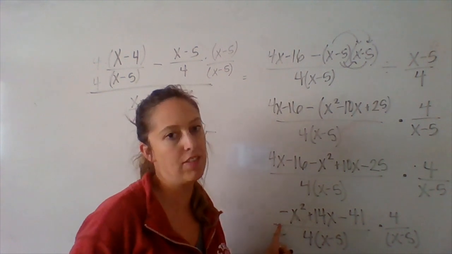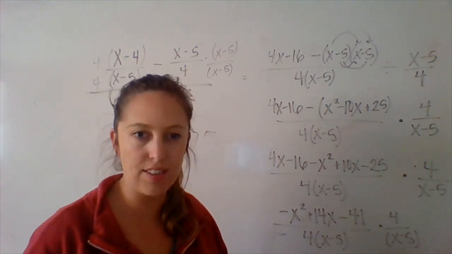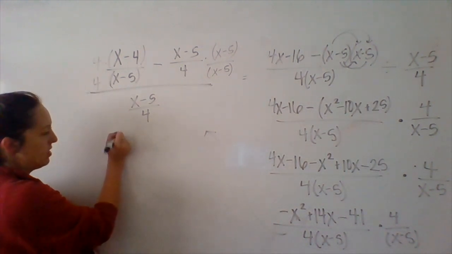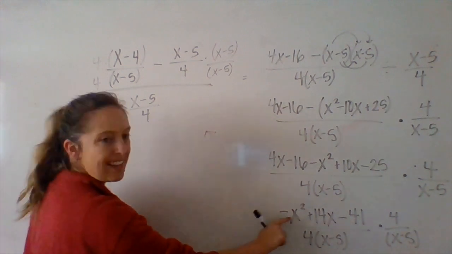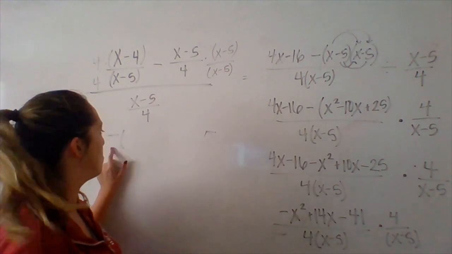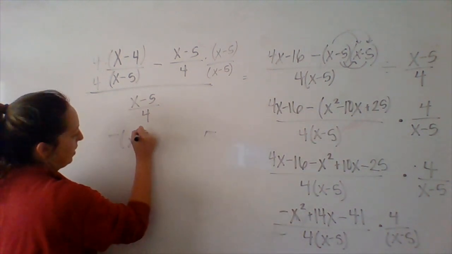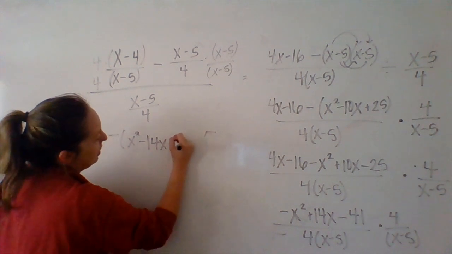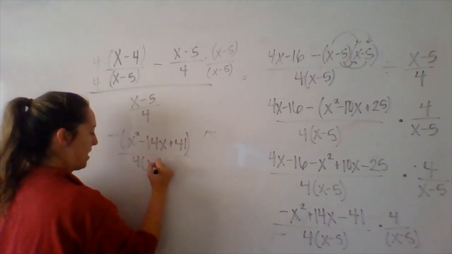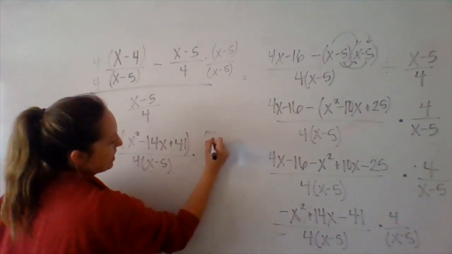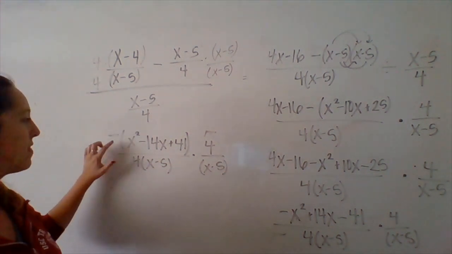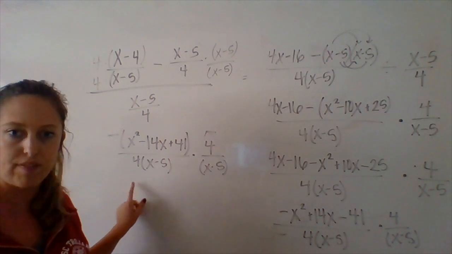But I do have this negative in the front here. So in order to eliminate that negative sign or to take it out of my factoring, I'm going to pull the negative out into the front like it's a greatest common factor. When you have a leading coefficient that's negative, it's going to make it easier to factor if you pull that negative out. So then I would have positive x squared minus 14x plus 41, still over 4 times x minus 5, and then I still have my times 4 over x minus 5. I'm hoping that what will happen is that this will factor so that I can cancel it out with a factor down here.